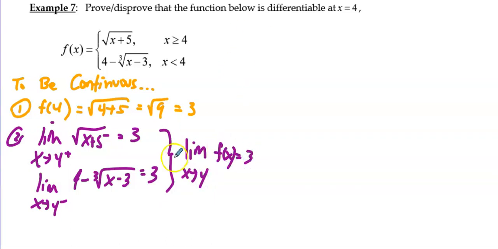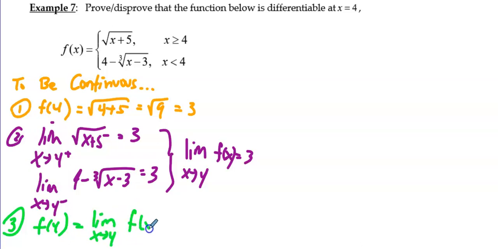And then lastly, ladies and gentlemen, we can say, again, definition of continuity here, that f of 4 is equal to the limit as x approaches 4 of f of x. So I can say that f of x is continuous at x equals 4. Okay, so that's a good part for that right there.